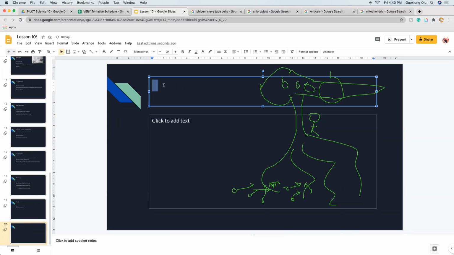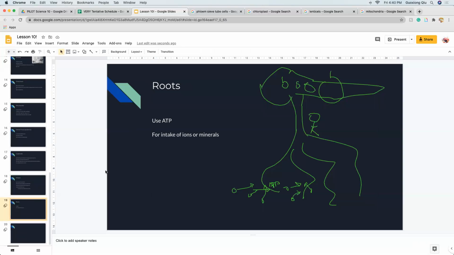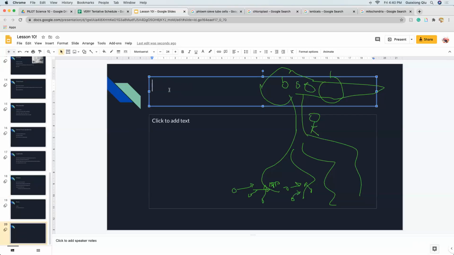Next. So all you need to know is that roots use ATP for the intake of ions or minerals. Now we get to talk more about the ground tissue.